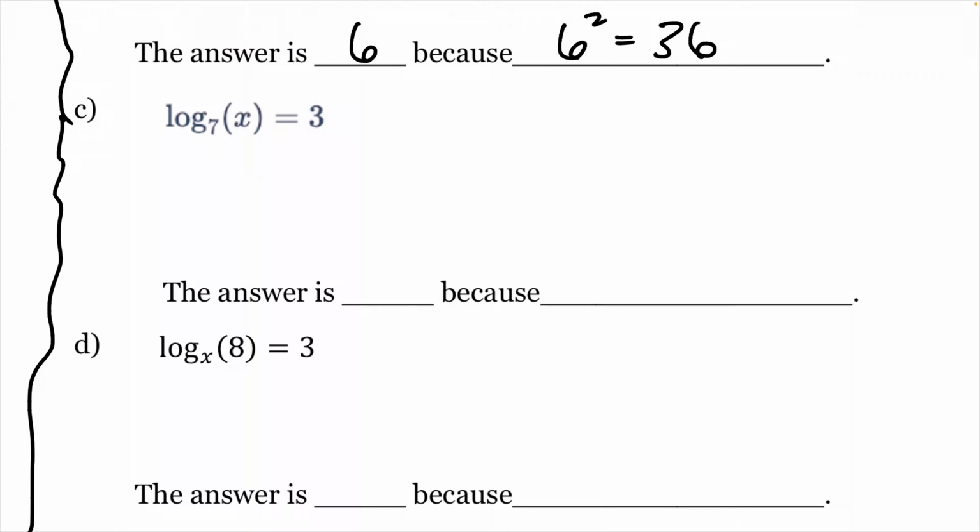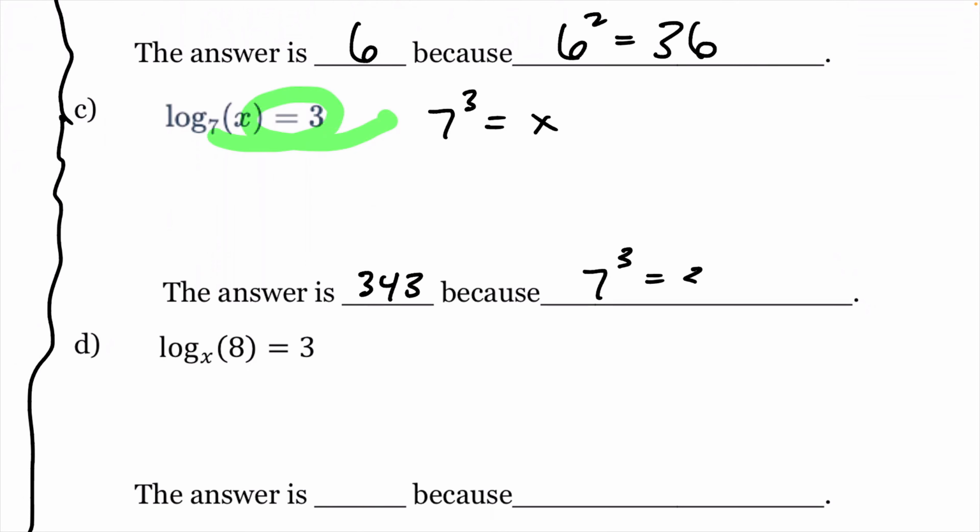Okay, next one, C, which part is missing? The answer. When the answer is missing, these are probably the easiest because it's just 7 to the third power equals what number? 343. You just put it in your calculator. In this case, you don't have to because we just saw this problem. But yeah, these are the easiest ones, because you just put it in your calculator.